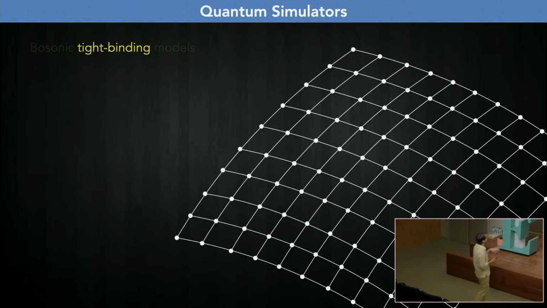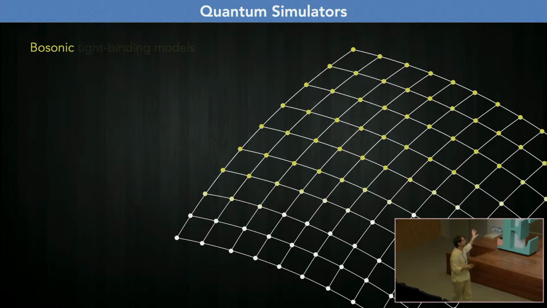So the first one is tight binding. So tight binding refers to the fact that there is some notion of dimensionality in your system, meaning that you have many elements, okay? But the elements are interconnected in some way. For example, here, you have a 2D lattice, okay? You have many elements, and all of them are interconnected to the nearest neighbors in 2 dimensions.